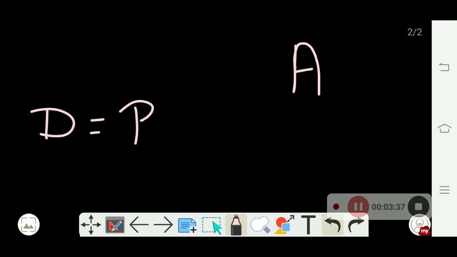So suppose a matrix is given. Suppose the matrix is A. We need to diagonalize the matrix. So what is the basic formula for diagonalization of the matrix? It is D equals P inverse A P.